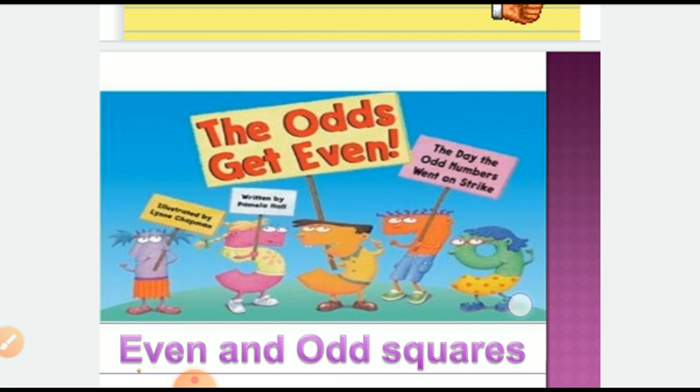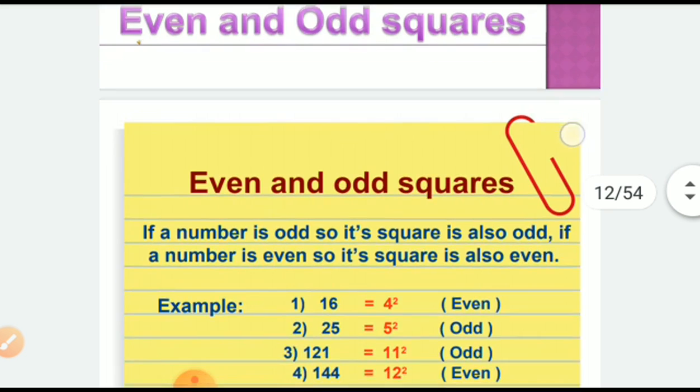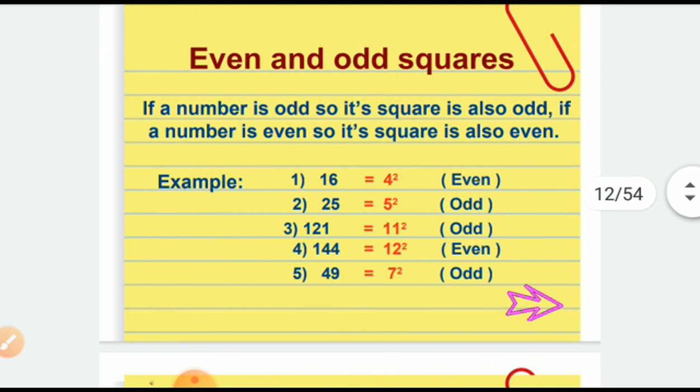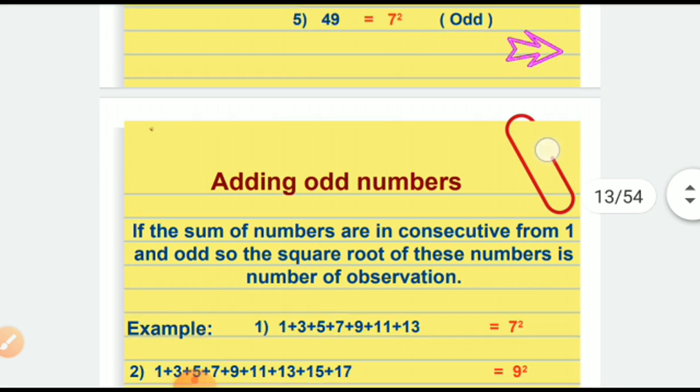Odd and even squares. If a number is odd, its square is also odd. If a number is even, its square is also even. 16 square root is 4. 25 means 5 square. 121 means 11 square. Whatever the numbers, odd or even, their squares are also odd or even, and vice versa for square roots also.